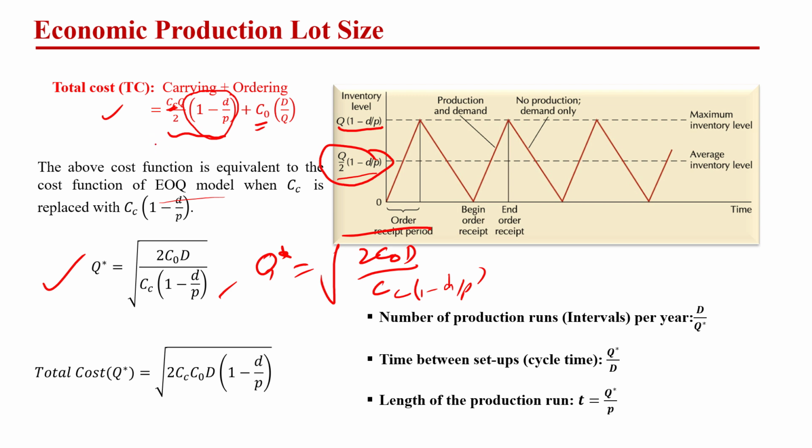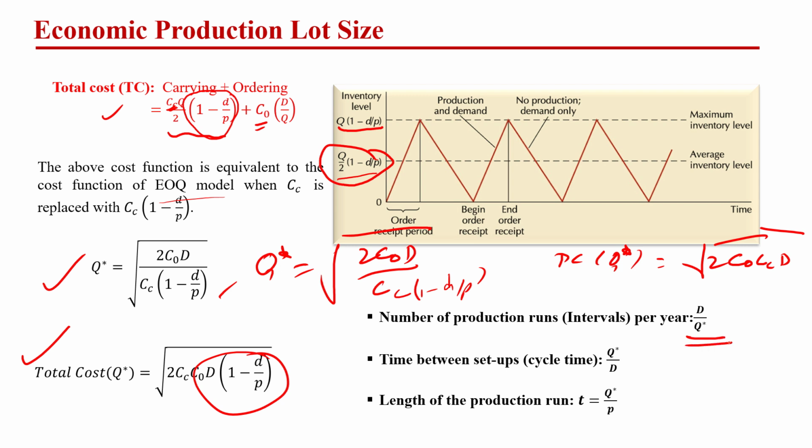And from the basic EOQ model, from the sensitivity analysis part, we know that the total cost at the optimum order quantity would be equal to the square root of 2 into C naught Cc into D. And now we are adding this part, which is due to gradually receiving that product. So the optimum cost we can also calculate with this one.